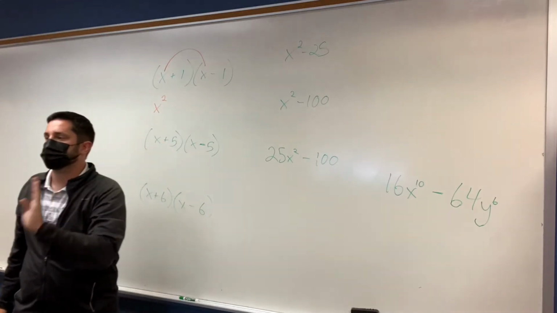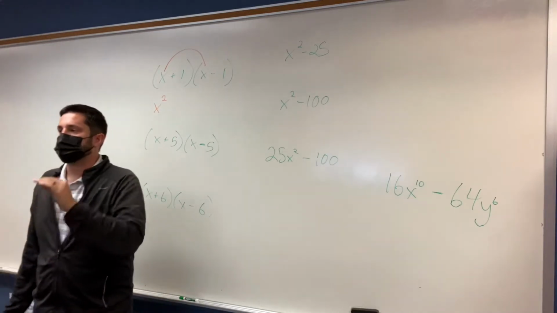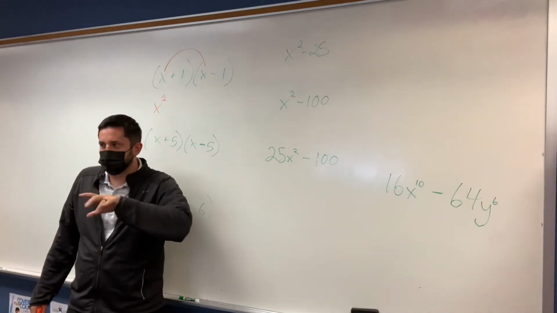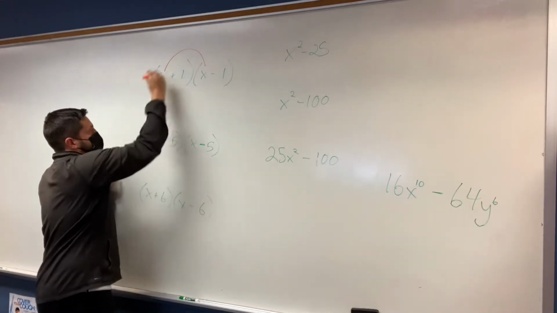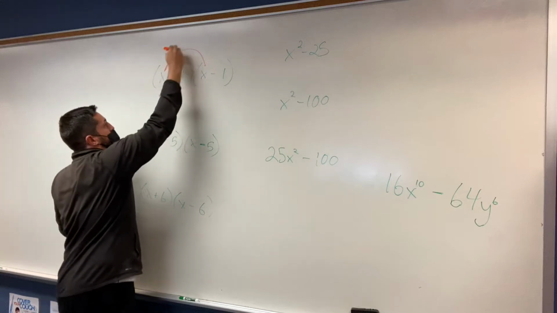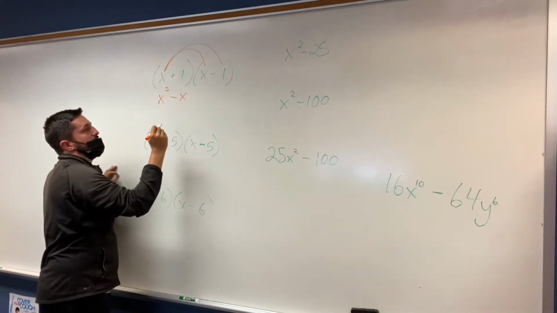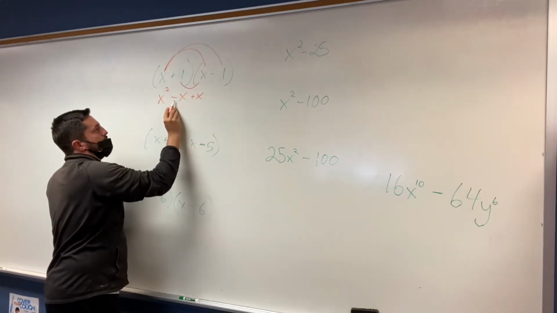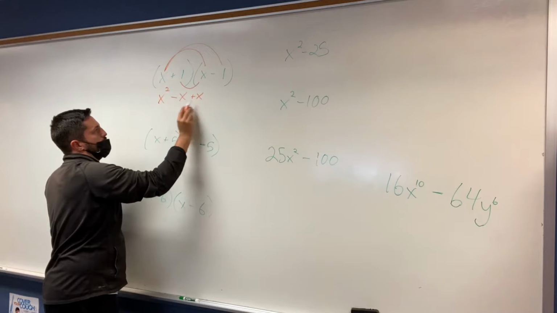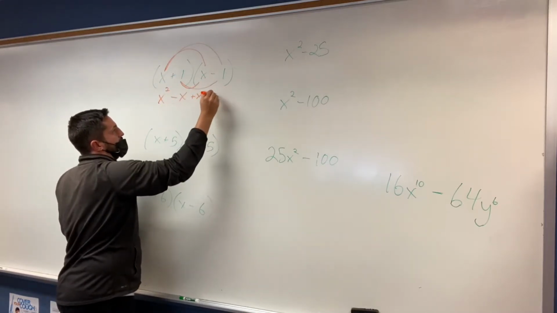I'm trying to repeatedly show you something, and whoever you are watching this video, try to see if you see where I'm going, if you figure out the pattern I'm trying to show you. So x times x, x squared. x times -1 is negative x, followed immediately by 1 times x, which is plus x. And then 1 times -1 is -1.